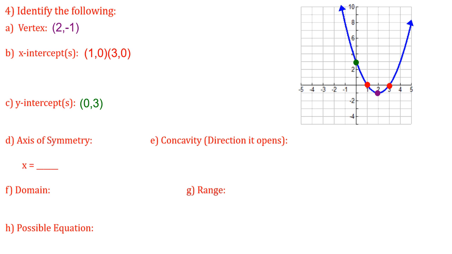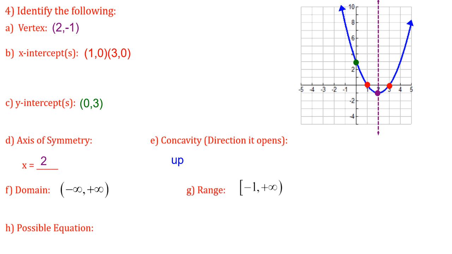Our axis of symmetry goes through the vertex, and that's going to be at x = 2. Concavity, we can see that the parabola is opening up. And our domain, there's no restrictions on our inputs. We can say -infinity to +infinity. Our range, the lowest our outputs are going is -1, and they continue on to +infinity.